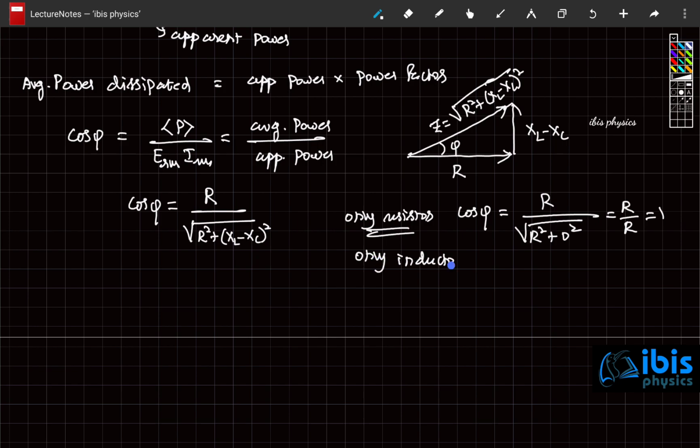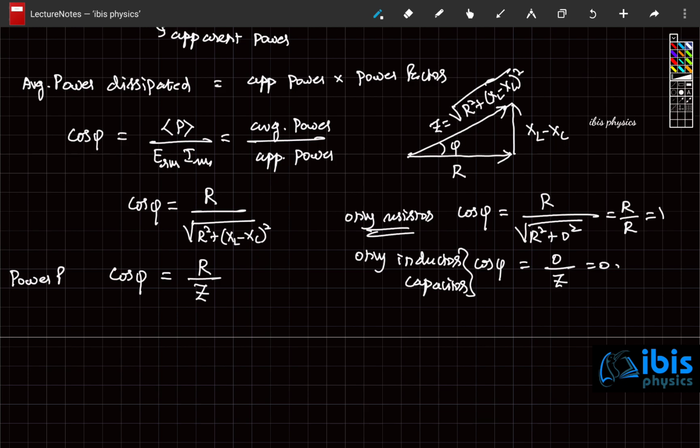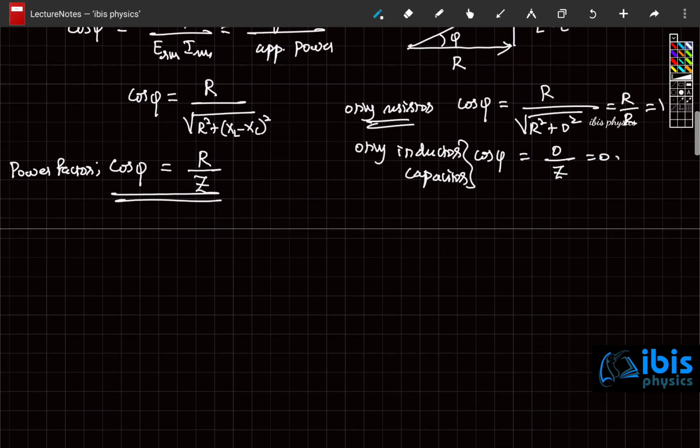For only an inductor or only a capacitor, R is 0. So whether it is only an inductor or only a capacitor, R is 0, and 0 by the impedance is equal to 0. In general, remember the power factor cos phi is equal to R by Z, or R divided by this.